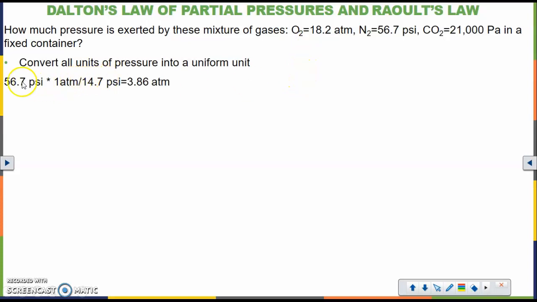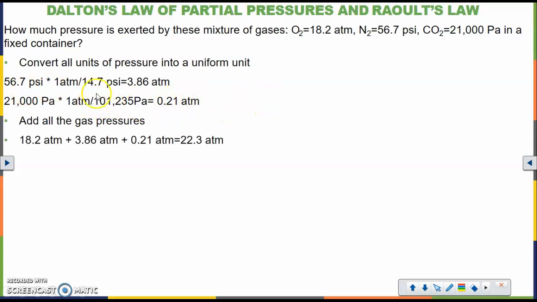So I'm going to convert 56.7 psi into ATMs. This conversion is in your exam reference sheet. For unit conversion, you want the unit that's given to you to be the same as the unit at the bottom, so they cancel. Same thing for pascals. So this is 0.21 ATM. And then at the end, you just add them all together.